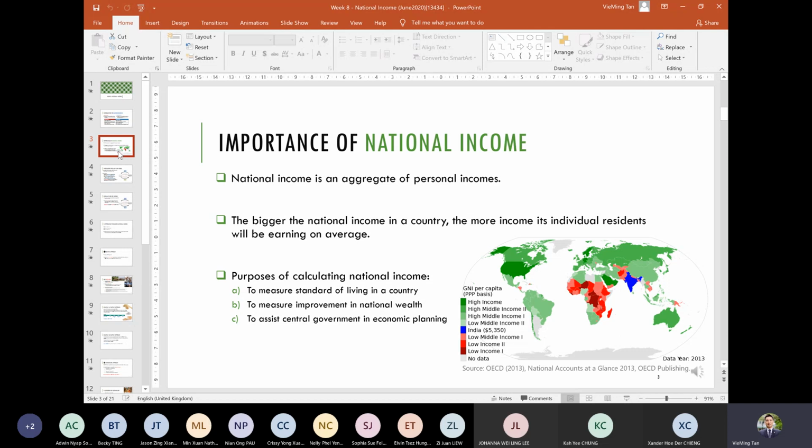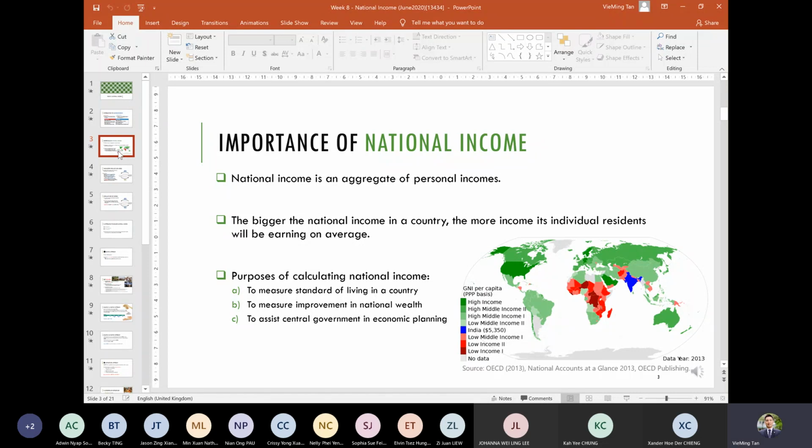So if the national income is high, then we can conclude that for that country, most of the citizens or the residents in that country are wealthy, quite rich, able to survive, and also having more quality products or services.